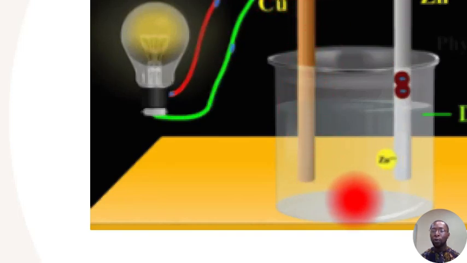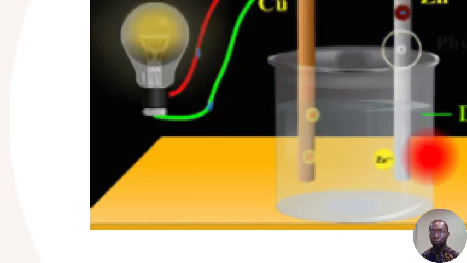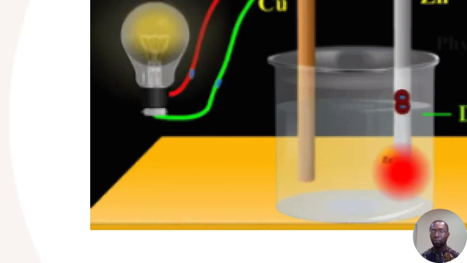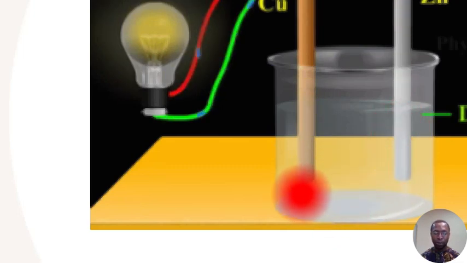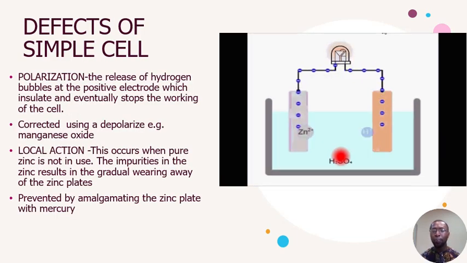That is how the reaction occurs in a voltaic cell. Okay, so you must know that it has two electrodes, the copper electrode and the zinc electrode, and the electrolyte as well, and the combination of these gives us a chemical reaction that produces electric current. All right, having known that, now we can talk about the defects that this simple cell has.